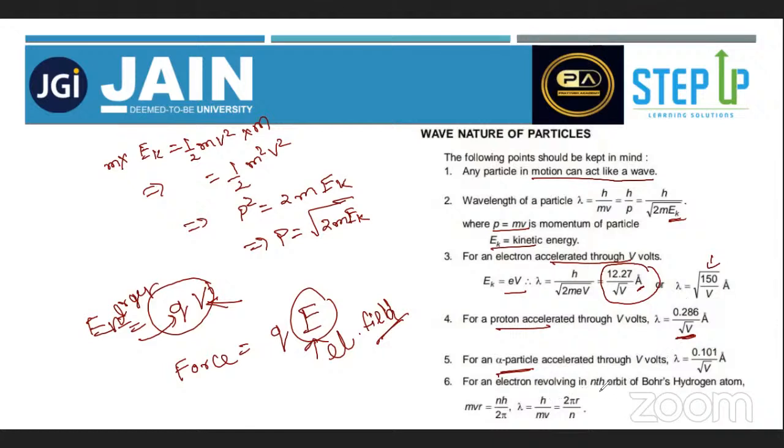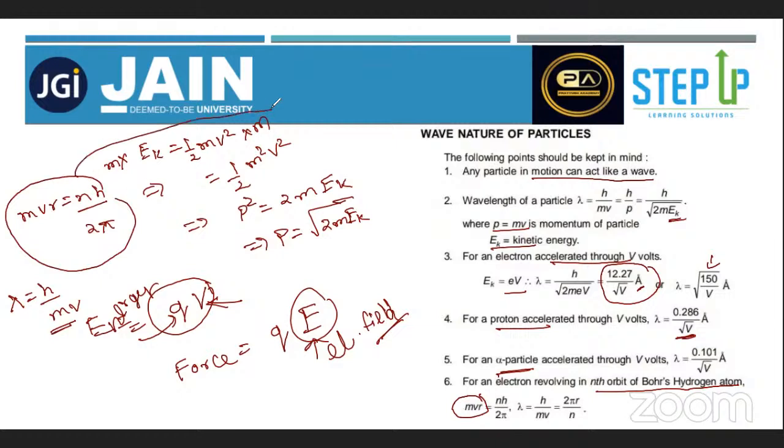For an electron revolving in the nth orbit of Bohr's hydrogen atom, we have the orbital angular momentum, which is an integral multiple of h by 2 pi. So we write mvr is equal to nh by 2 pi. And we have the formula lambda is equal to h by mv. If I rearrange this, I can write it in this format.